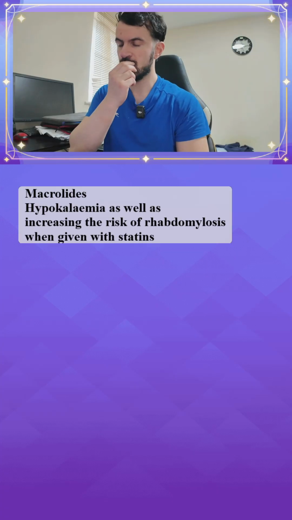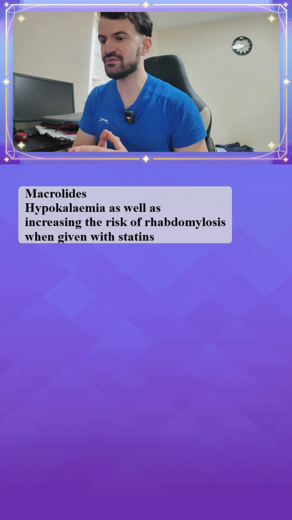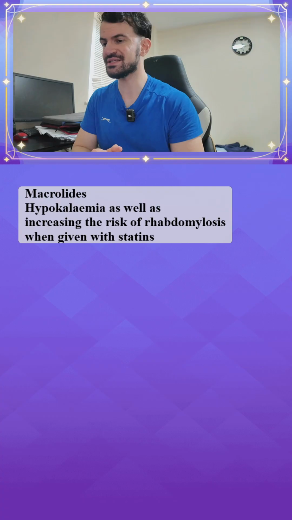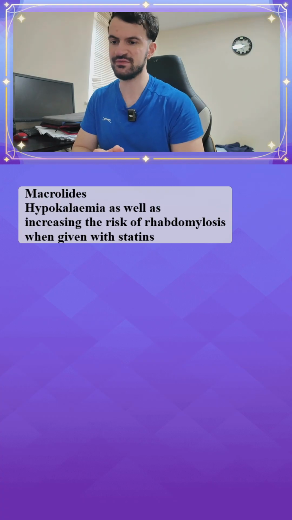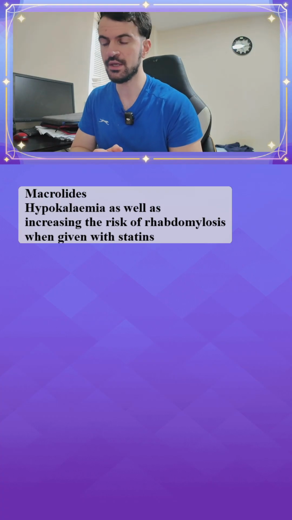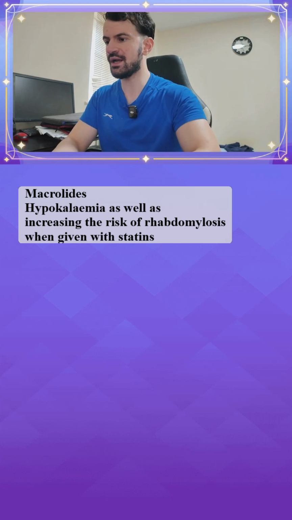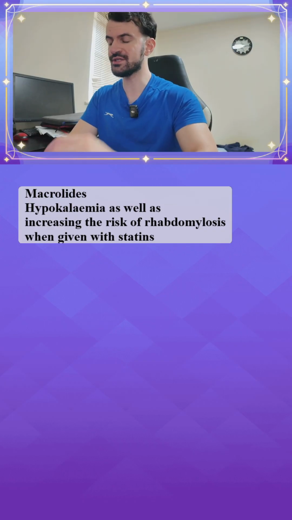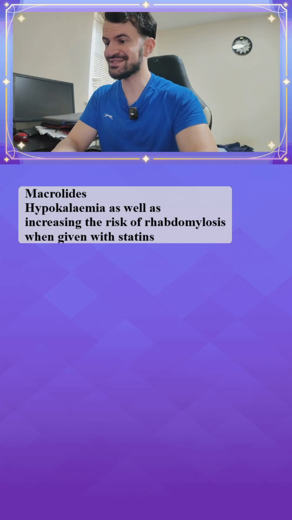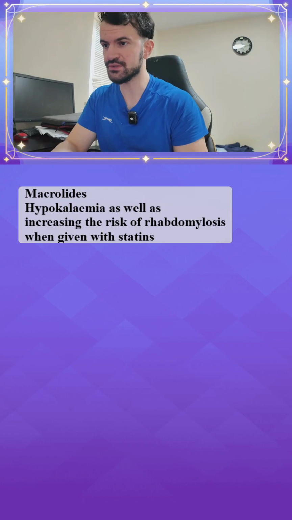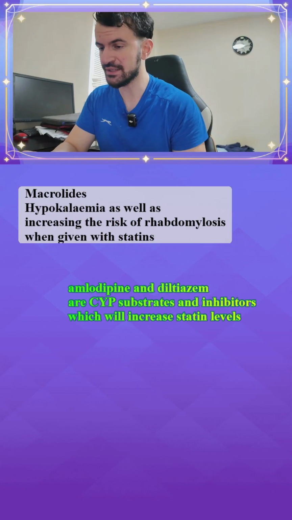Now why? So for example, when you have statins or simvastatin, you cannot give more than 20 milligrams of simvastatin when giving with amlodipine or diltiazem. But why? Because amlodipine and diltiazem are CYP substrates and inhibitors, which will increase statin levels. So this is a very, very important point to understand. So understand that amlodipine and diltiazem are CYP substrates and inhibitors, which is why they increase the plasma statin levels, and that's very, very important.